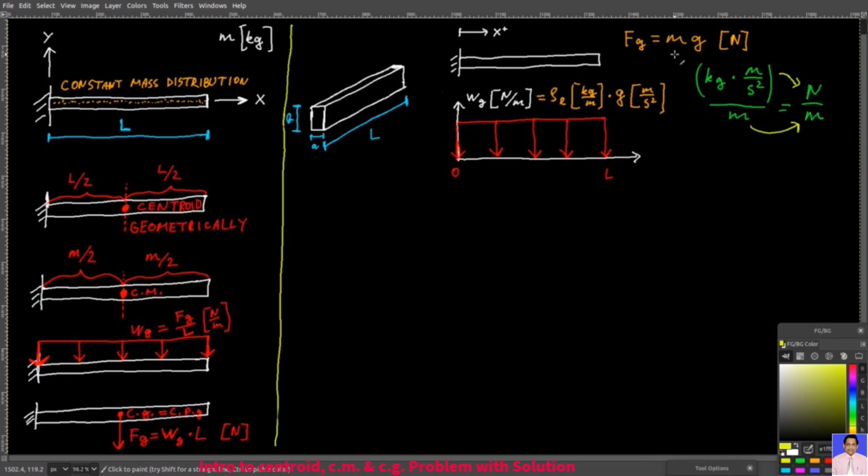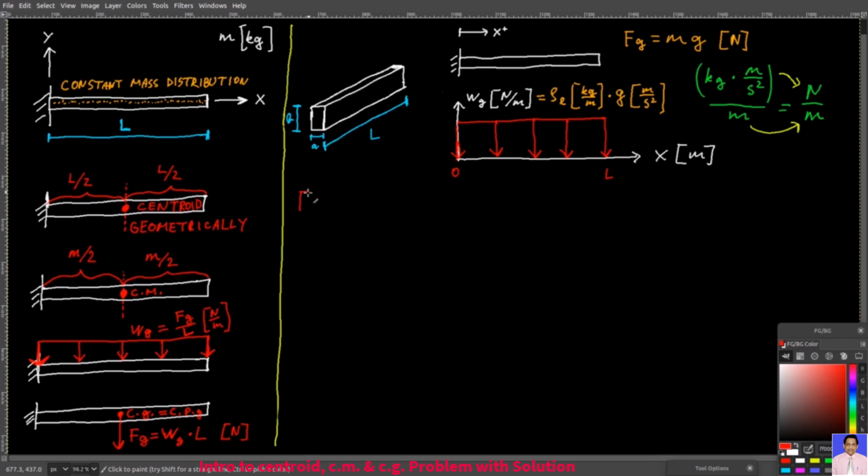And it also makes sense that if, for example, I divide my Fg by L and M by L, well, M by L, that's my mass distribution per unit length. And if you multiply it by g, then you will have a force per unit length, which in this case is the gravity force per unit length. And this axis, of course, is x in meters.